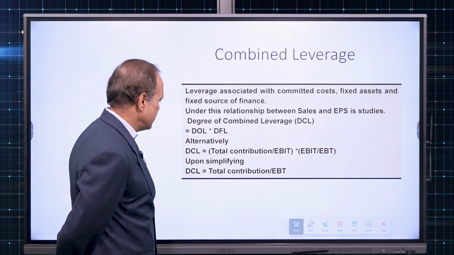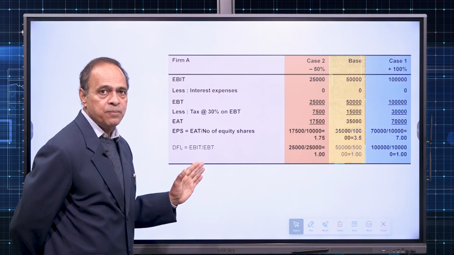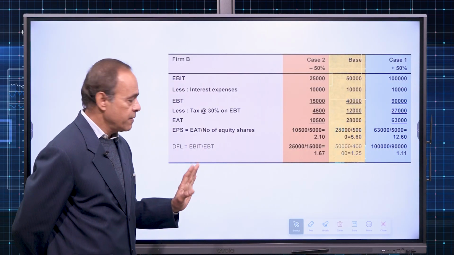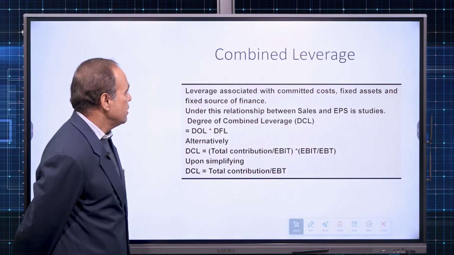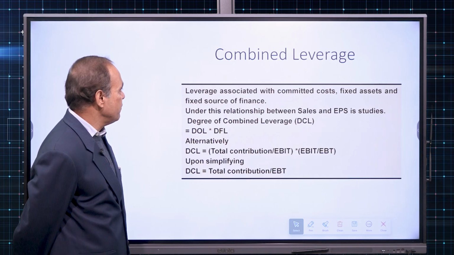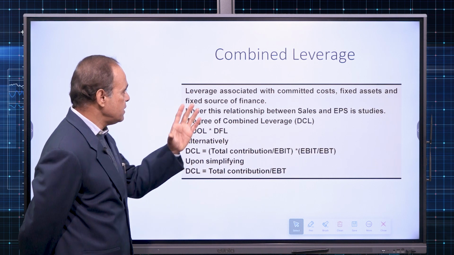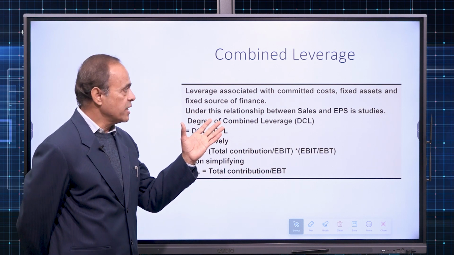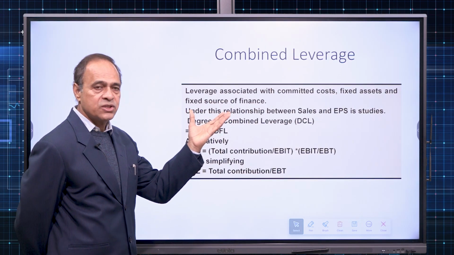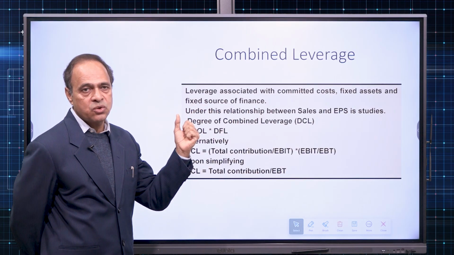Now what is combined leverage? Or before that, you can see the previous cases also. So this was the unleveraged firm, and this is the leveraged firm. Now combined leverage: leverage associated with committed cost resulting from fixed assets and fixed sources of finance. That means all the three things put together: committed fixed cost, that is cost of committed facilities, committed employment and something like that, fixed assets cost, and the committed cost on source of financing, that is interest on debt.